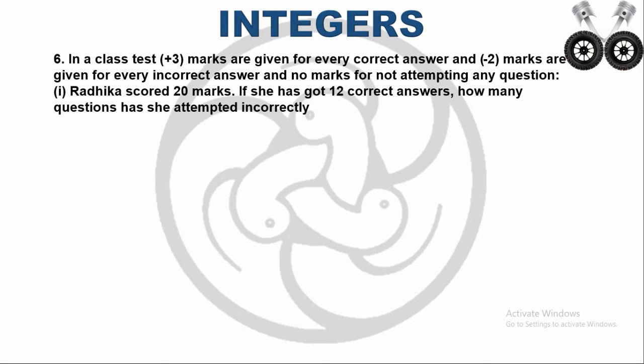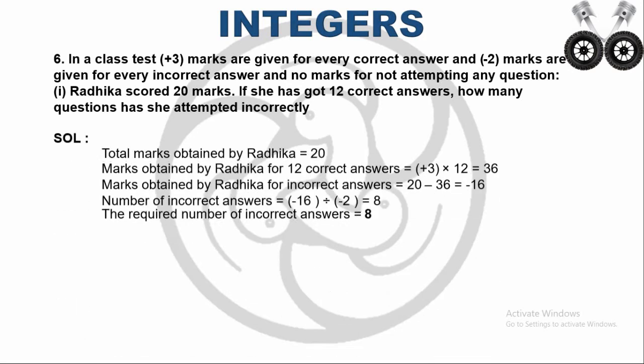So what is the problem given here? Radhika scored 20 marks. That is, the total mark for Radhika is 20. If she has got 12 correct answers, so how many questions did she answer correctly? 12 questions. How many questions has she attempted incorrectly? So what they are asking is, you have to find the number of questions that were not answered correctly.